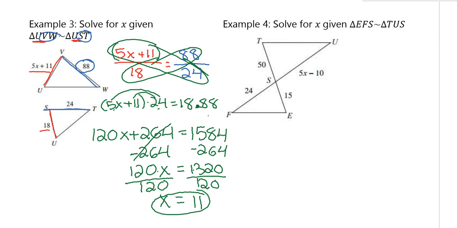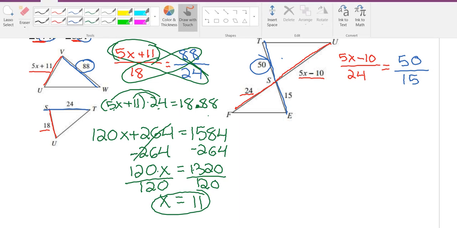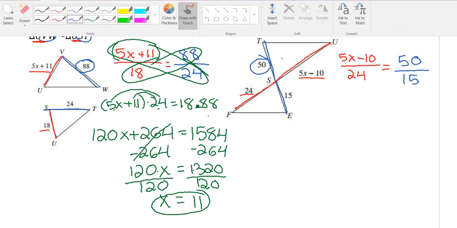All right, looking at our last example, starting with the variable, I have 5x minus 10. That's on the side US. Oh, it's in the second triangle here. So I want to look at FS, which is here, 24, equals, starting back at my top triangle, I have 50, which is TS. So T and S. So I'll get E and S. E and S is 15. It's very important that you're matching up your sides. If you're not, things are going to go haywire. So make sure you are matching those up.